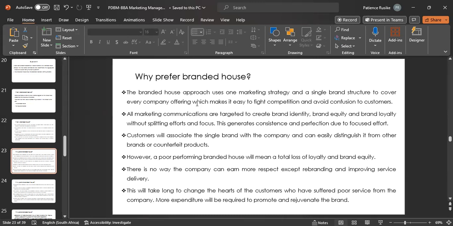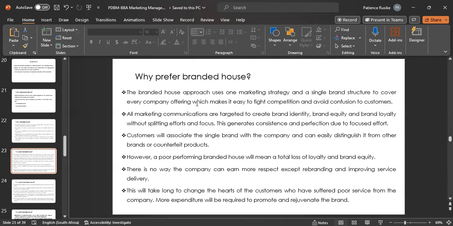So a branded house is a single brand that covers multiple products that the company produces. You're using only one brand. The only problem with this approach is that once one product is compromised, for example, let's take it in the context of Apple, if you produce substandard computers, it can also affect iPhones, which are not of poor quality. Because the brand for that computer is Apple, that fact affects other products that have nothing to do with the substandard computer. So that's the problem with this type of approach.